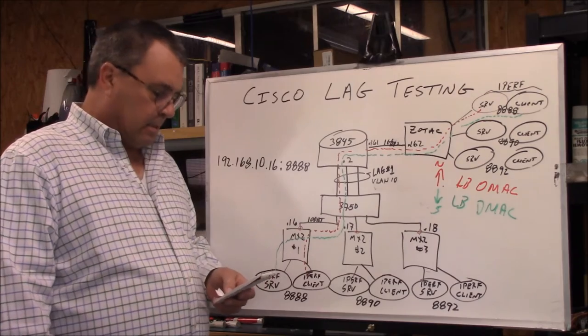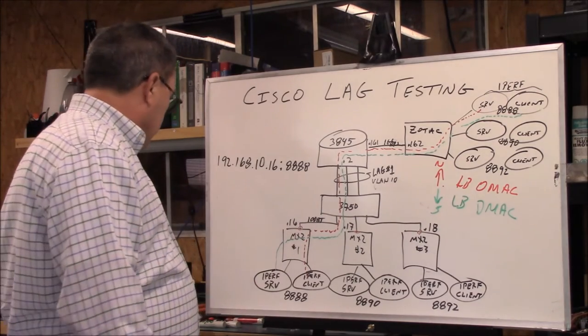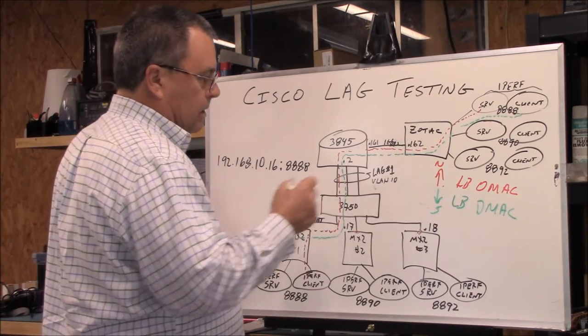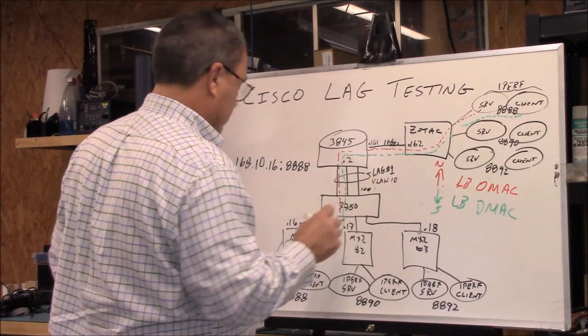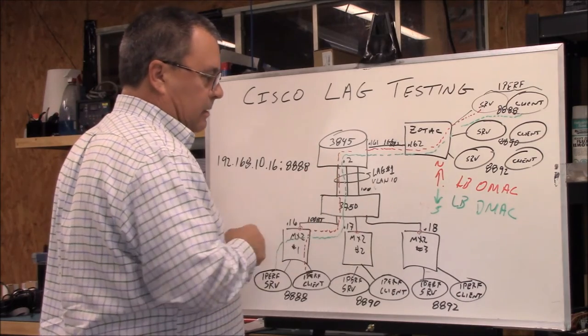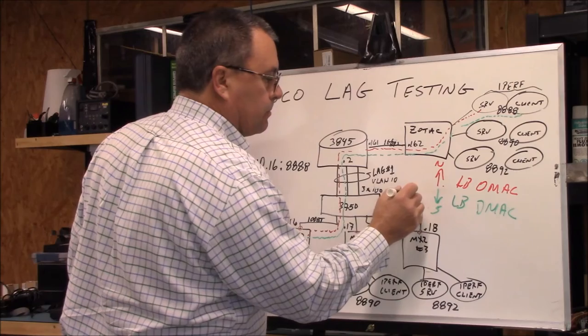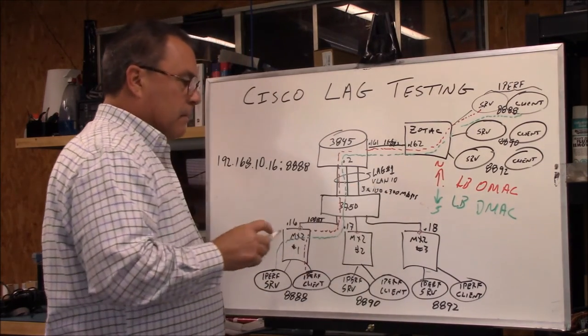Okay, so the next thing on our list of things to test is going to be capacity. So we've got 300 meg links in our lag, so that should give us 300 megabits per second in our lag.